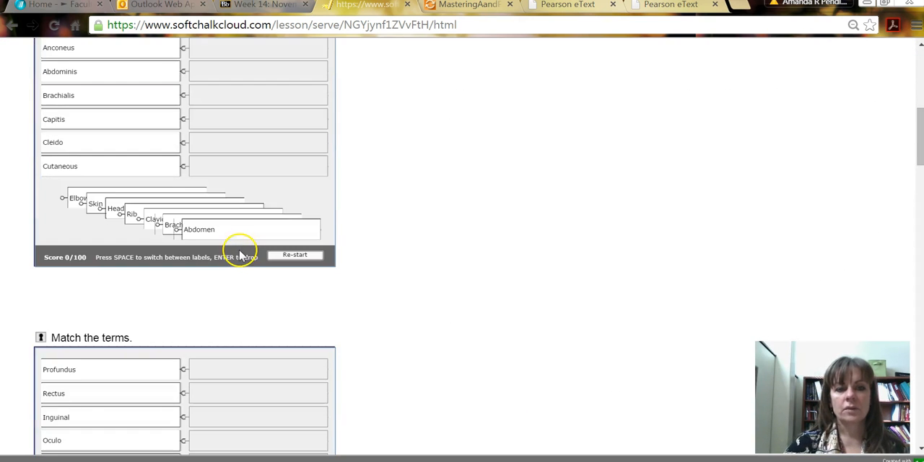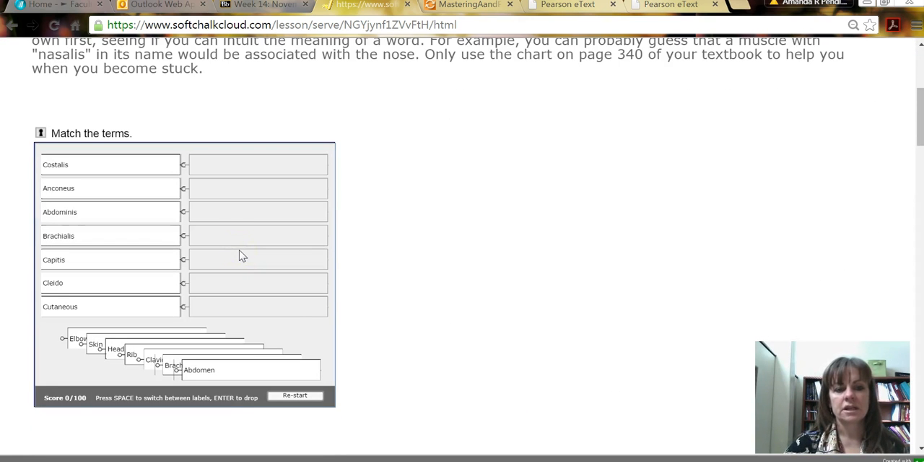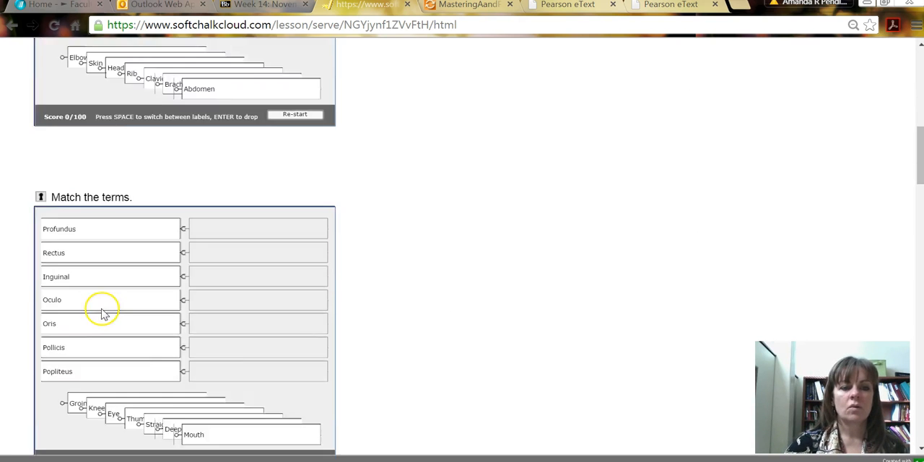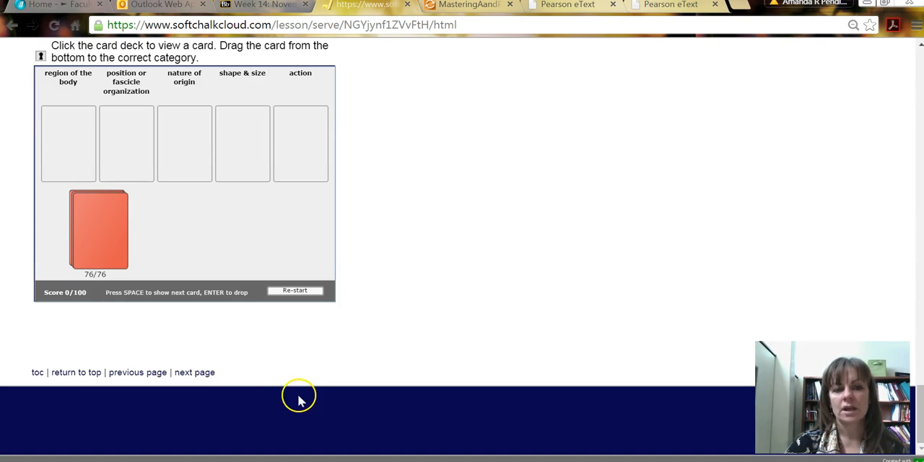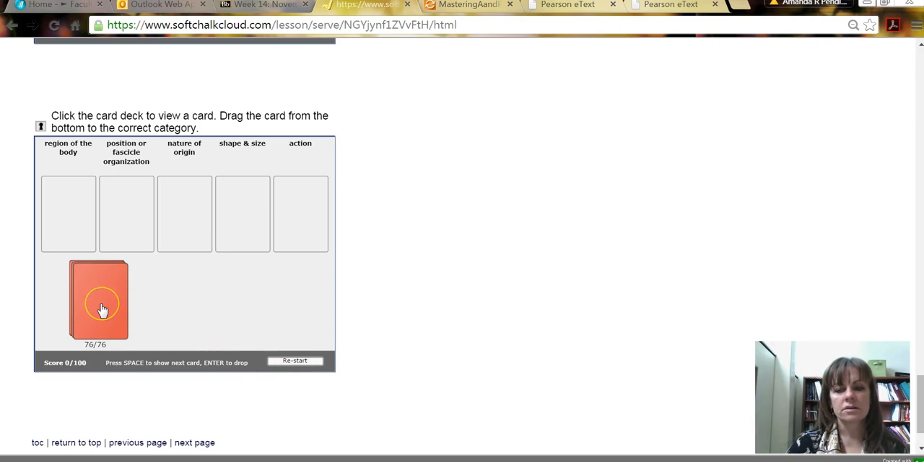And so to help you with that, here's some different activities that help you think about what these names mean, and these are some of the important ones that you're going to run into. And then also here's the same sorting activity that we just did with the papers, only this is an online version.